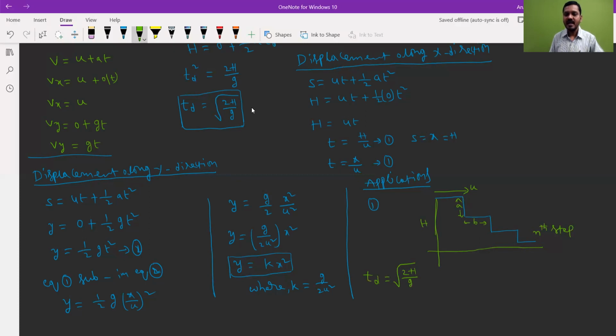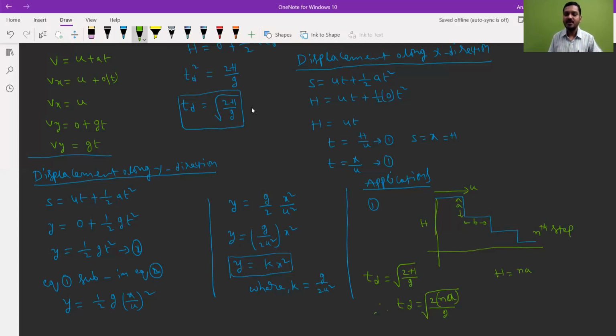Therefore, for the total height of the steps, we should multiply the h value with n. Suppose 2 steps are there, 2 into h. 3 steps are there, 3 into h. Like that, for n steps, what happens to this equation? n into h divided by g. So the time of descent is equal to root of 2 into n into a divided by g. This is the time of descent. Here what I substituted: the height h is equal to each step height a into the number of steps we have, n.